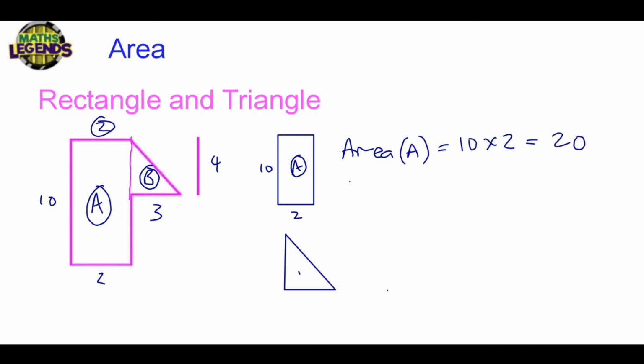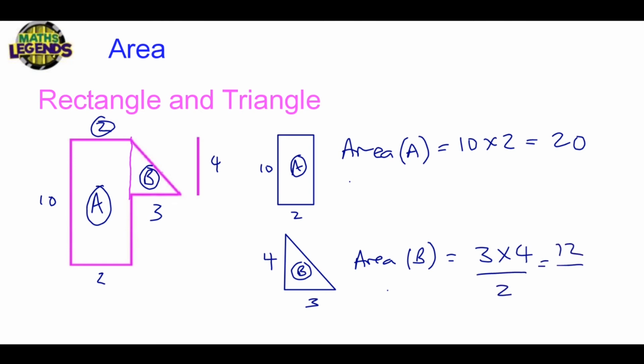And for triangle B, we have 3, and the height here is 4. So the area of the triangle B is base times height, so 3 times 4, divided by 2. 3 times 4, which is 12, all over 2, which is 6. So the total area is 20 plus the 6, which is 26.